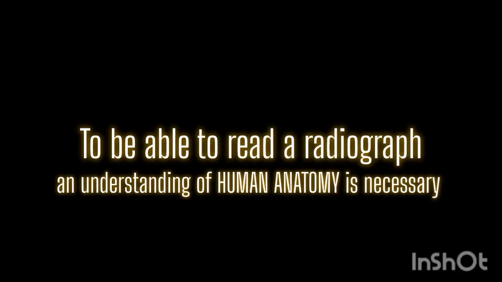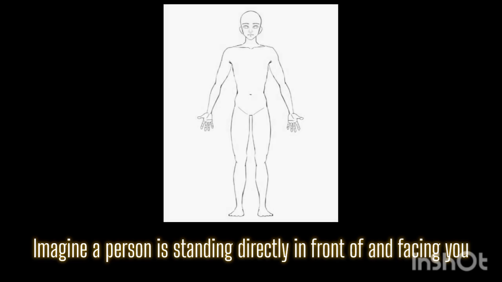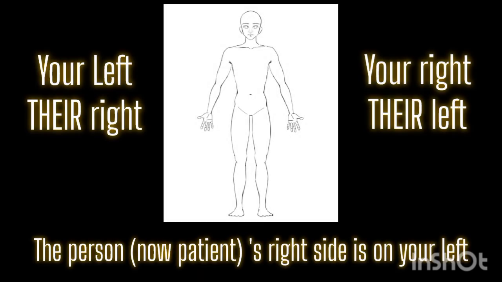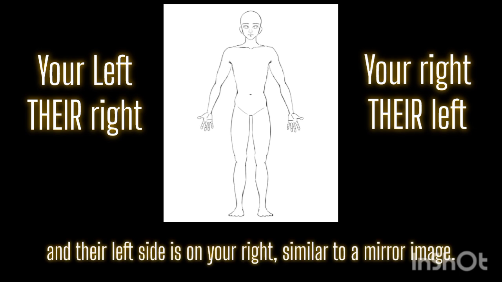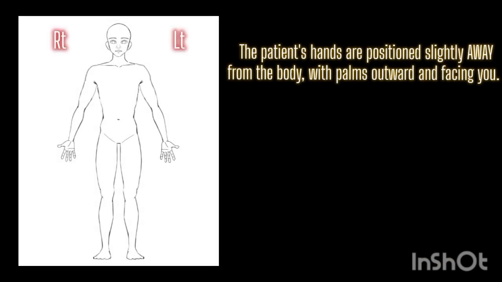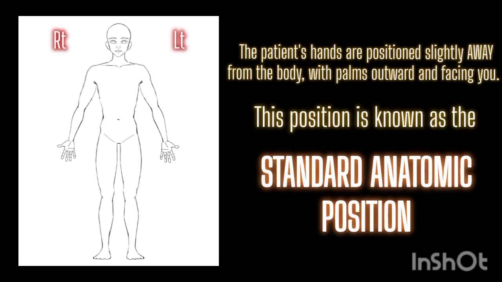To be able to read a radiograph, an understanding of human anatomy is necessary. Imagine a person is standing directly in front and facing you. The person's, now patient's, right side is on your left, and their left side is on your right, similar to a mirror image. The patient's hands are positioned slightly away from the body, with palms outward facing you. This position is known as the standard anatomic position.